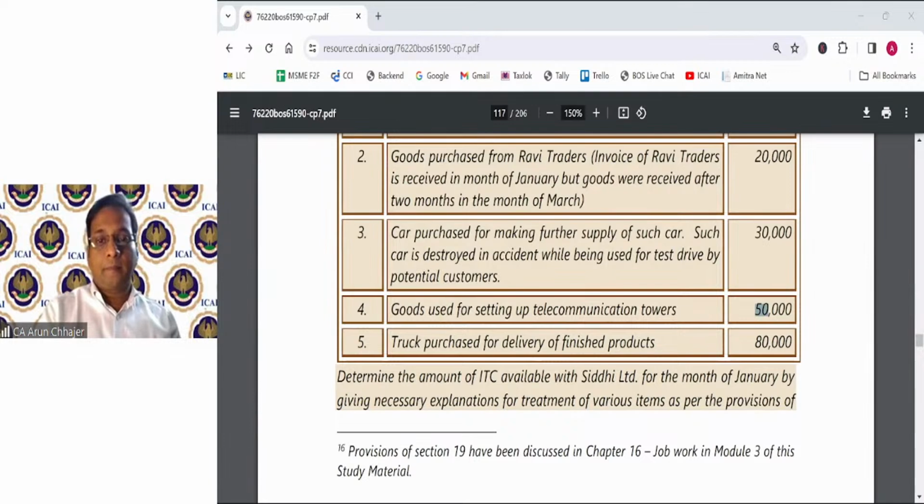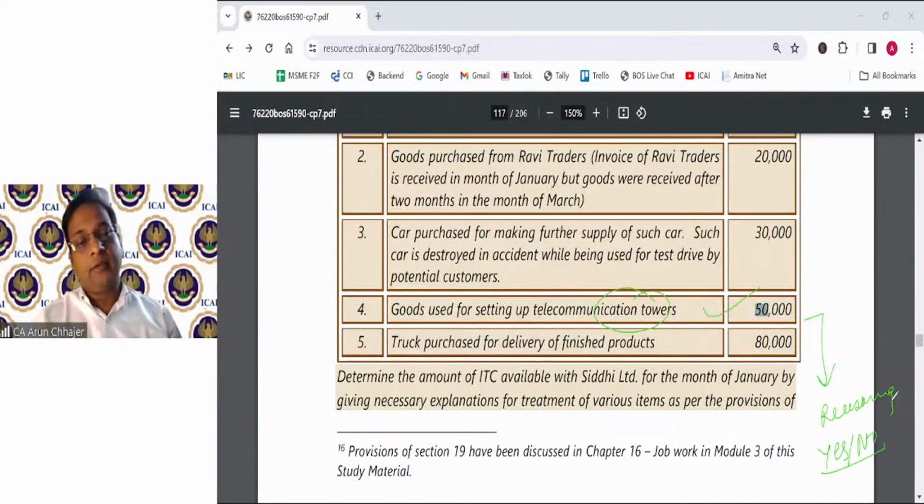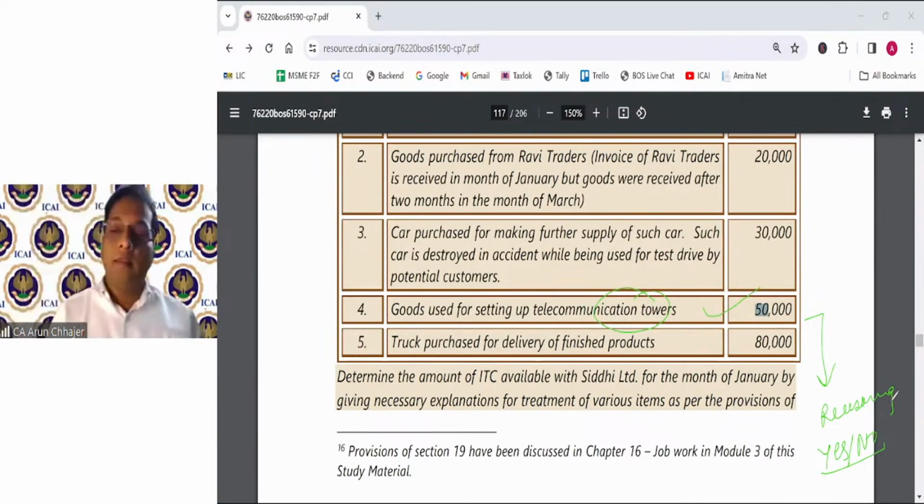Next is goods used for the telecommunication tower. Can you take the ITC? If yes or if no, in both cases, please give the reasoning. Reasoning is important. Can you take the ITC? The answer would be yes or no. Please substantiate your answer with reasons.